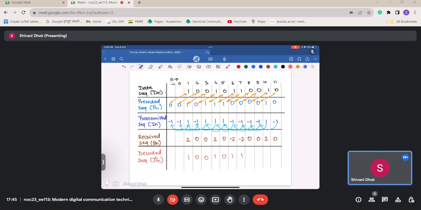Then we are receiving a 0, so we'll decode it as 0. Then we are receiving again a 0, so we'll decode it as 0. Then we are receiving a 2, so we'll decode it as 1. And then we are receiving a 0, so we'll decode it as 0. So this is your decoded sequence. And again, if you compare the data sequence that you had transmitted and the data sequence that you had decoded, since we had considered a noise-free transmission, these two are same.